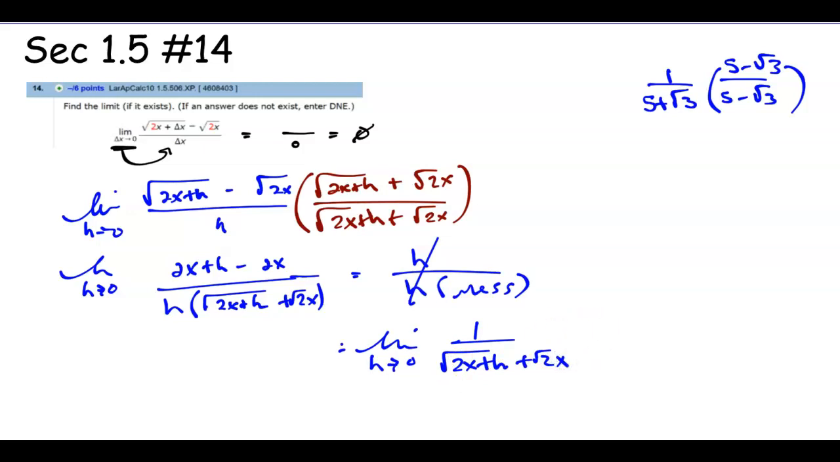And now I can do direct substitution because it doesn't cause me to divide through by 0. So I'm going to plug in, every time I see an h, plug in a 0 right here. So I'll get 1 over the square root of 2x plus the square root of 2x, which is 1 over 2 square roots of 2x.